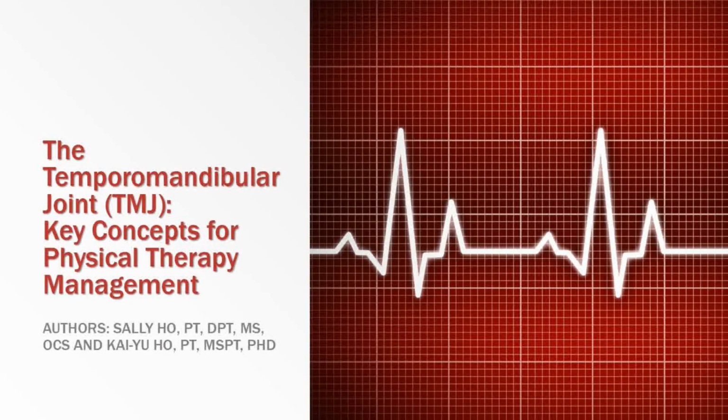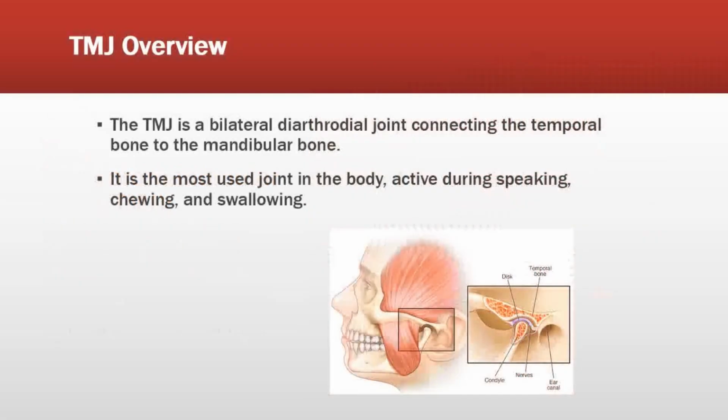The Temporomandibular Joint, TMJ: Key Concepts for Physical Therapy Management. TMJ Overview. The TMJ is a bilateral diarthrodial joint connecting the temporal bone to the mandibular bone. It is the most used joint in the body, active during speaking, chewing, and swallowing.